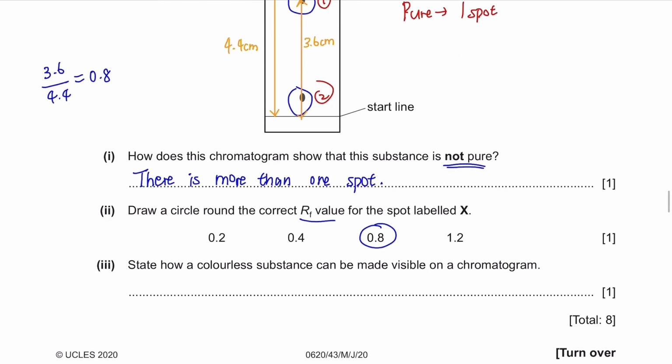State how a colorless substance can be made visible on a chromatogram. This method is used when we want to carry out chromatography for amino acids. We need to use a locating agent. But don't write that we need to use ninhydrin. It's not included in the mark scheme. You have to say use a locating agent.